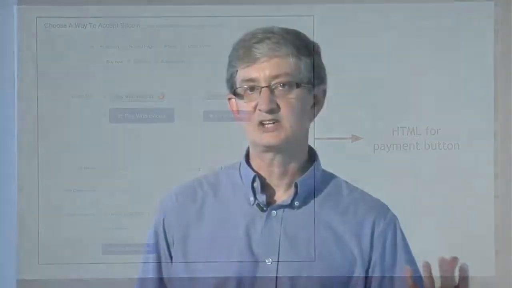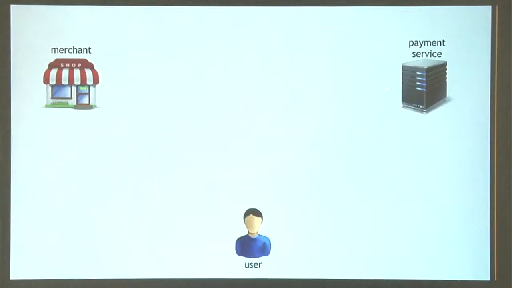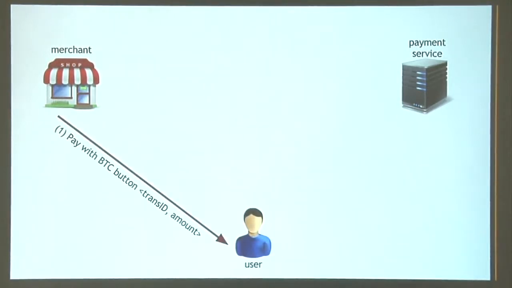So the way that actually works, or one typical way that the mechanism might work for a payment is illustrated here. Here we have down at the bottom a user who wants to buy something from the merchant who's up here. And we have over here the payment service. Okay, so the user goes to the merchant's website, they shop, they pick out an item they want to buy, and when it comes time to pay, the merchant will deliver a web page which will contain the Pay with Bitcoin button, and it will contain some other information.